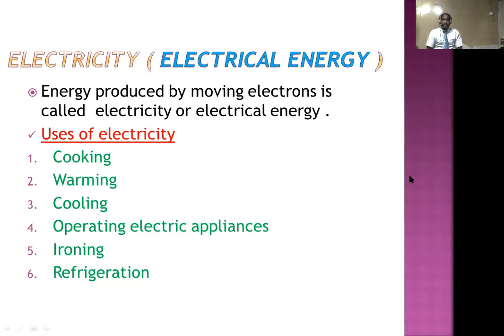Uses of electricity. Pupils, we want to see the uses of electricity. One, electricity is used for cooking, warming, cooling, operating electric appliances, ironing, and refrigeration.